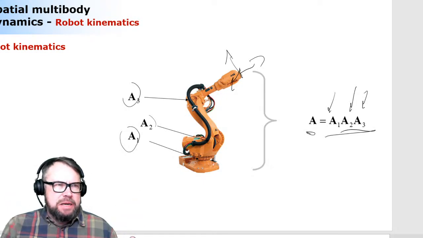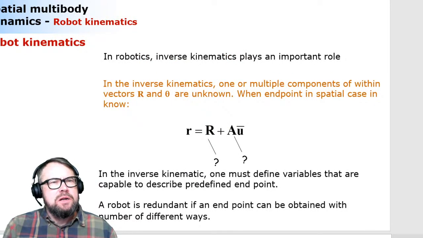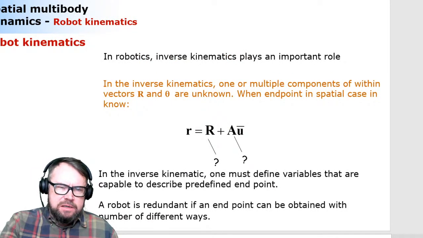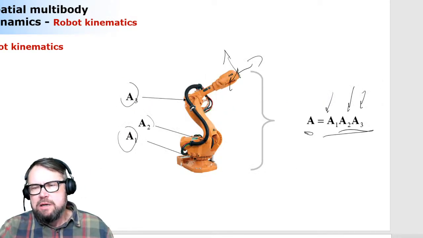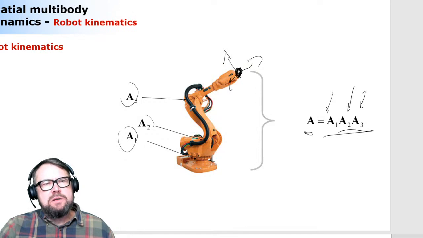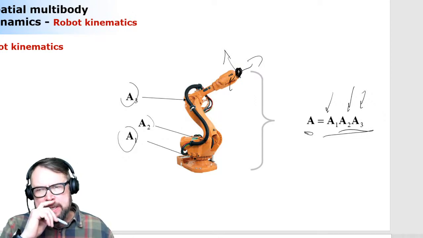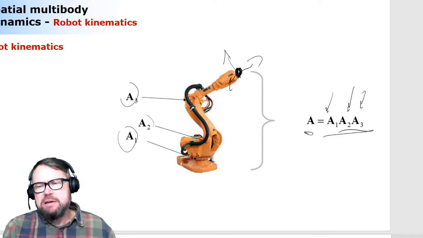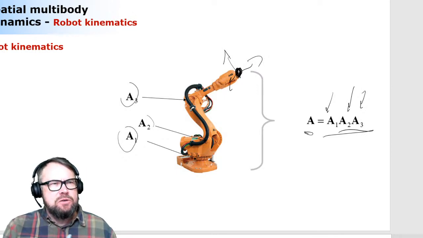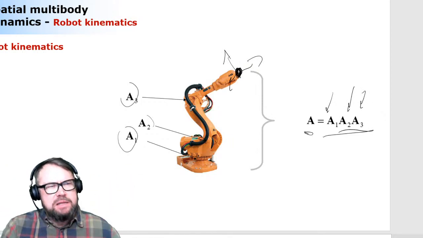Now the big question, or the big problem in robot kinematics, is that we do know where the end point needs to be located. Let's go back here. So we know that the end point needs to be here, in this particular position and this particular orientation. And the question is, how to select the joint parameters such that you can reach this position and configuration? And that's something that is called inverse kinematics. So you know what you want, but you don't know how you can get what you want.